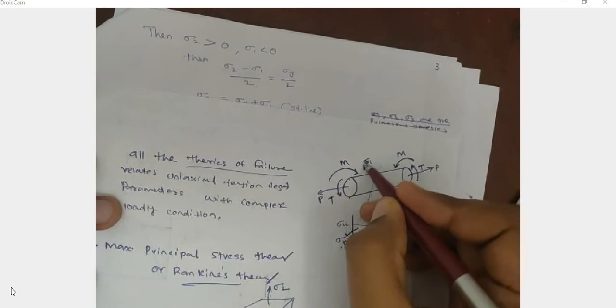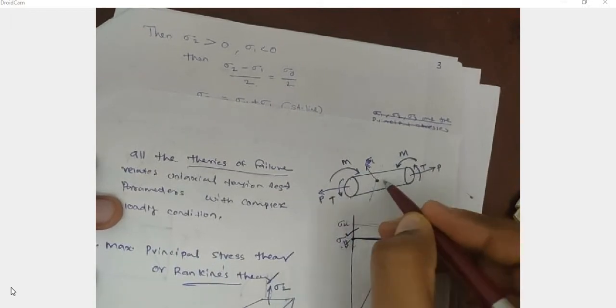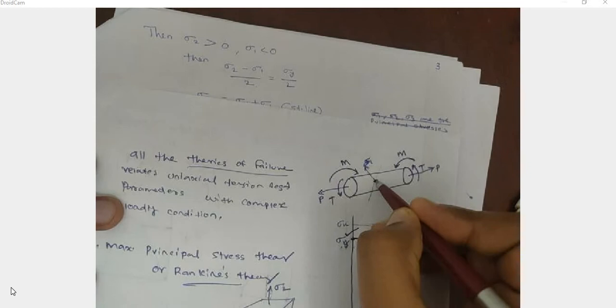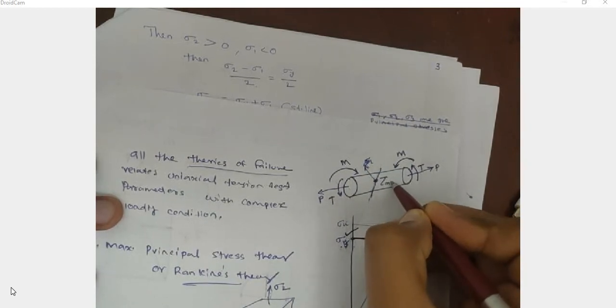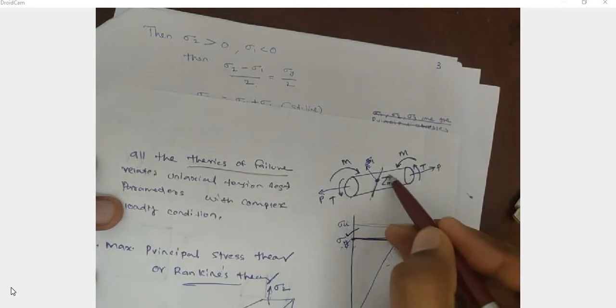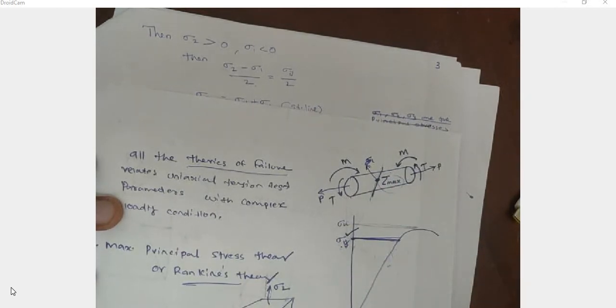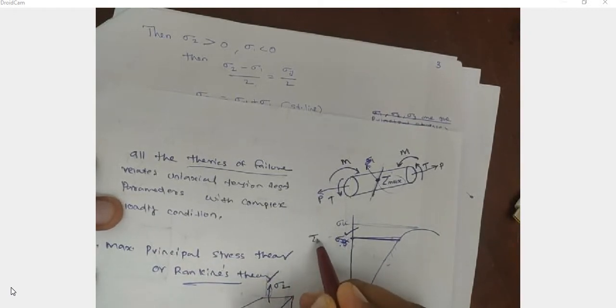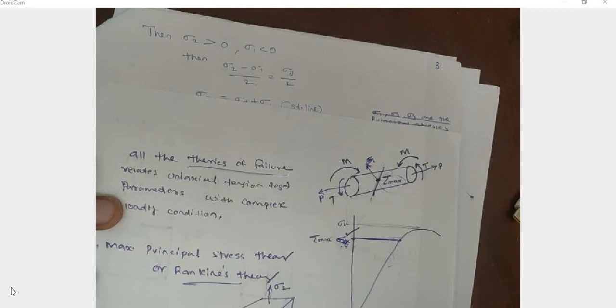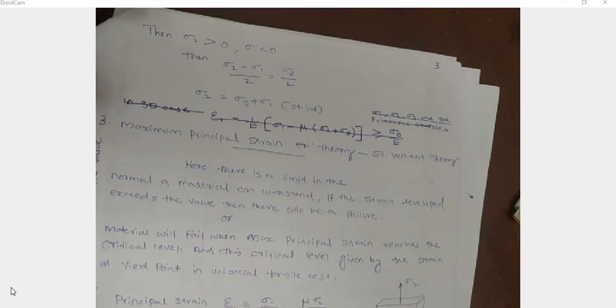So according to maximum shear stress theory, consider a complex loading condition. In this body at any point, the maximum shear stress, for example, in this plane, take a plane, here the maximum shear stress is developed. And if this maximum shear stress is greater than the shear stress corresponding to yield point, that is tau max, then there will be a failure. That is about maximum shear stress theory.